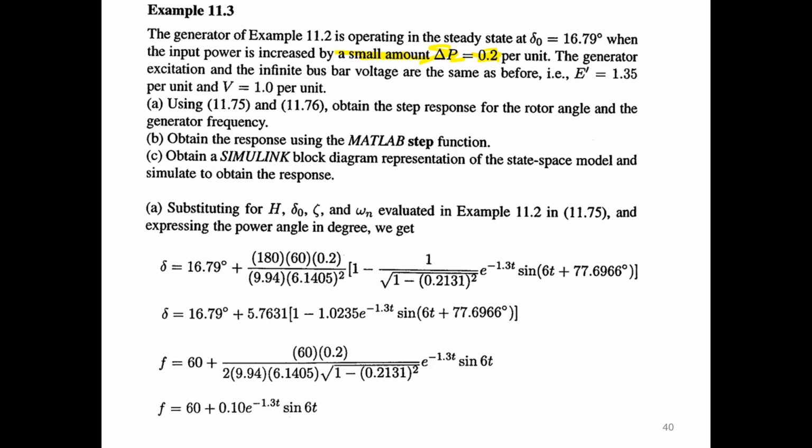In this case, you just substitute the value into the equation. Okay, now you see that this is the response of the rotor angle due to the step change of the delta P of 0.2 per unit. You change it by 0.2 per unit, and this is the time excursion of the rotor angle. And also this is the change of the frequency. Okay, and questions B and C are just the MATLAB plots to see the time response.